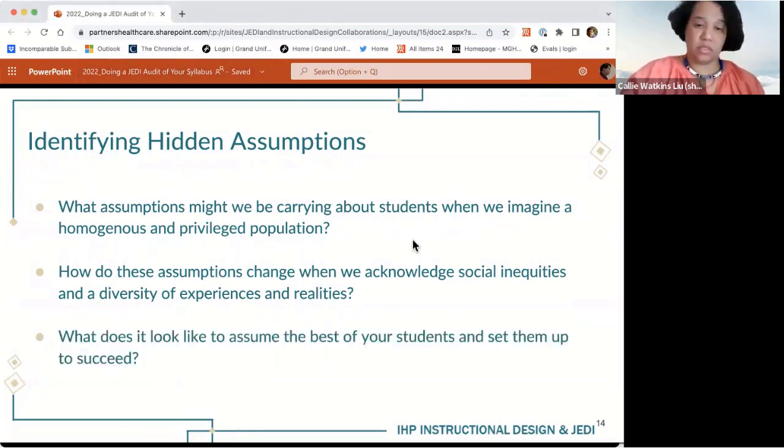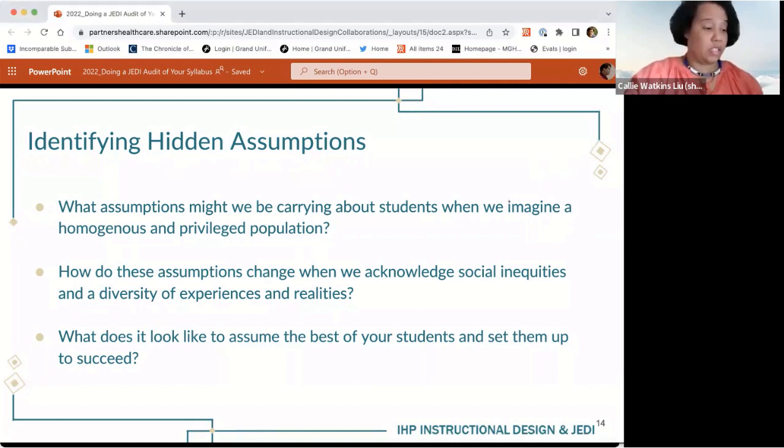And we do the last one. And then what does it look like to assume the best of your students and to set them up to succeed? So knowing that there's all different types of students, all different types of contexts and realities coming, and that there are inequalities and barriers, what does it mean to start off assuming that every student is here to really succeed? Every student is here because they want to do the best. And therefore, when there are challenges, what do we build in to actually facilitate that process? So going away from a deficit mindset to being like, no, we know that we're working on this together. How do we set you up to succeed?